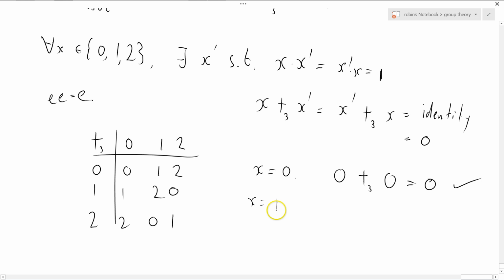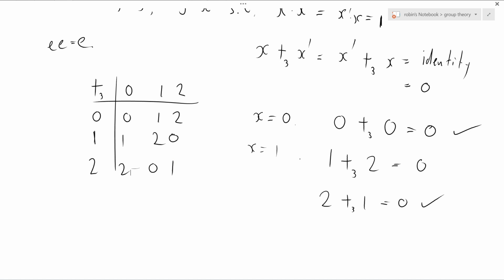x equals 1. We've got 1 plus 2 equals 0. And I better check it's the other way around. Yeah, 2 plus 1, so it's this row here and that column there, equals 0. That's good. Well, that's it. Because I've covered 0, 1 and 2, each of them has a unique inverse, such that x dash equals the identity.